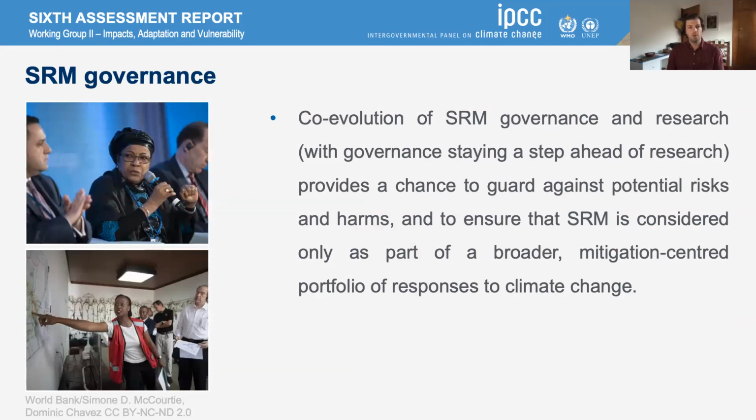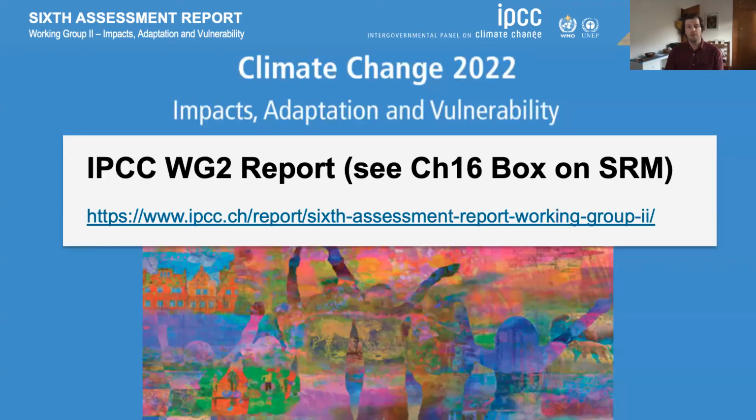Finally, the report concludes that the co-evolution of SRM governance and research, with governance staying at least a step ahead of research, provides a chance to guard against potential risks and harms, and to ensure that SRM is considered only as part of a broader mitigation-centered portfolio of responses to climate change. You can find more details on this IPCC assessment of solar radiation management by looking at Chapter 16, specifically the cross-working group box on solar radiation modification at this link.